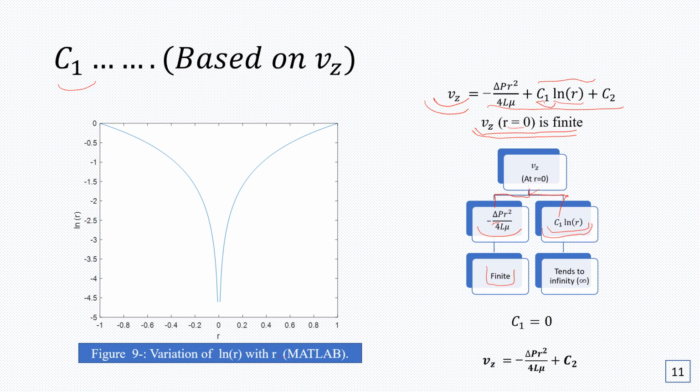For this we have plotted a graph in MATLAB between natural logarithm of R and R. As observed in the graph, as R tends to 0, the value of natural logarithm of R tends to minus infinity. So the value of C1 must be equal to 0, otherwise the z component of velocity is not finite at R tending to 0. From this observation we came to know that C1 must be equal to 0, and finally for Vz we got the expression Vz equal to minus delta P r square divided by 4L mu plus C2, which is a constant. Now we have to determine the value of C2.